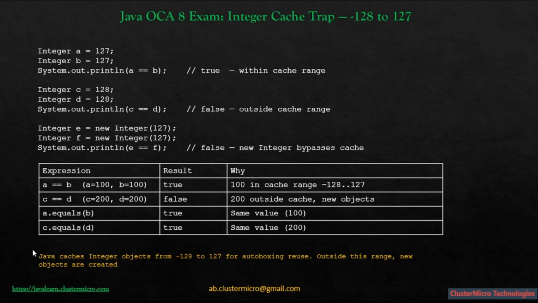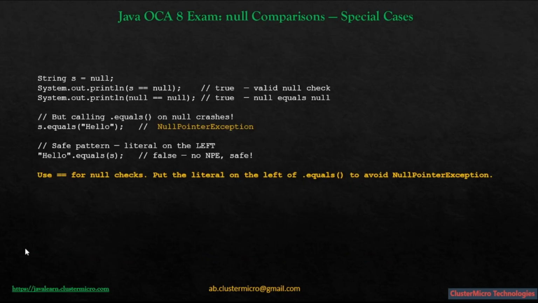To avoid these issues, it is safer to use dot equals, which compares the actual values rather than the object references. Comparing with null using equals is also completely safe. For example, s equals null correctly returns true when the variable s is null. Even null equals null evaluates to true because both references represent the same null value.